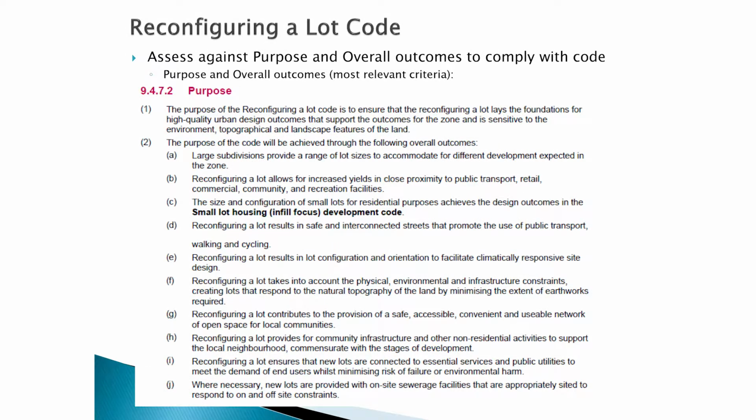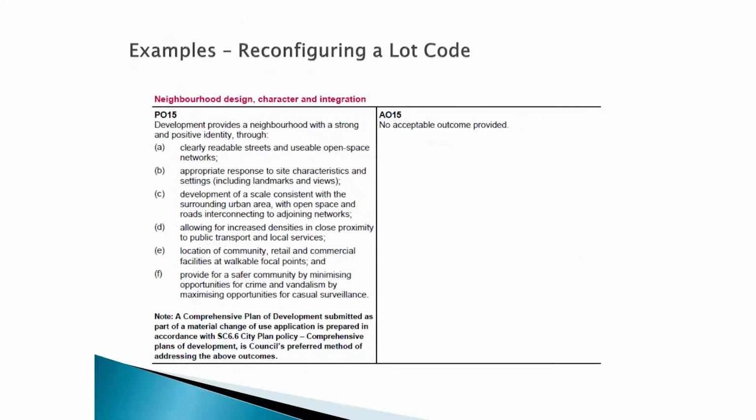Specifically, the reconfiguring of a lot code. I won't bore you with all that's in there, but B, reconfiguring a lot allows for increased yields in close proximity to public transport, retail, commercial, community and recreation facilities. So we've got a conflict here because quite clearly B is in relation to an urban form where we're trying to increase concentrated settlements of people. The light rail, we're trying to bump up our densities in there. This is not an area we want to contemplate for development. So you've got a major conflict with the purpose of the ROL code just there. Neighbour design, character and integration, PO 15 of the ROL code.